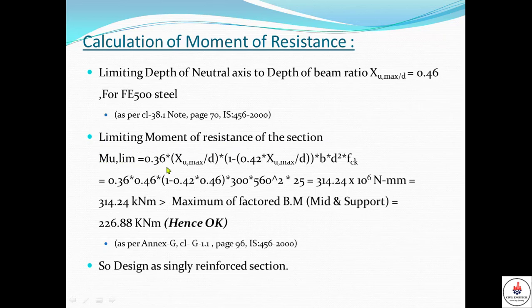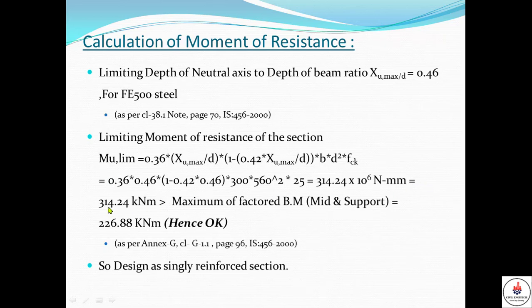Mu lim equals 0.36 into XU max by D into 1 minus 0.42 into XU max by D into BD square into FCK. So we calculate 0.36 into 0.46, which is XU max by D, into 1 minus 0.42 into 0.46, into B, which is 300, into D square, which is 560 square, into FCK, which is 25. By calculating this we get 314.24 into 10 to the power 6 Newton millimeter.